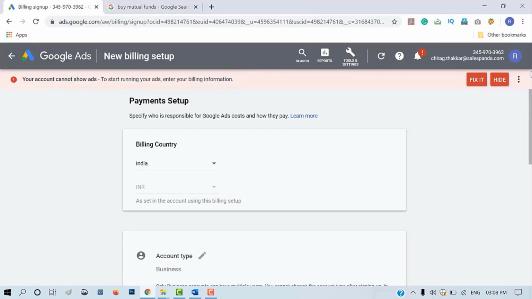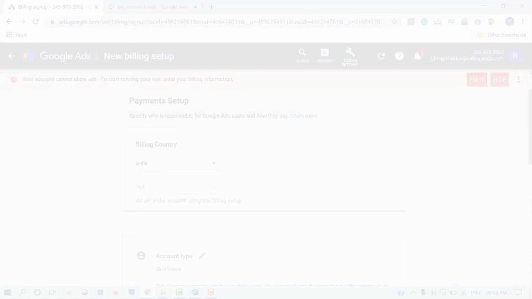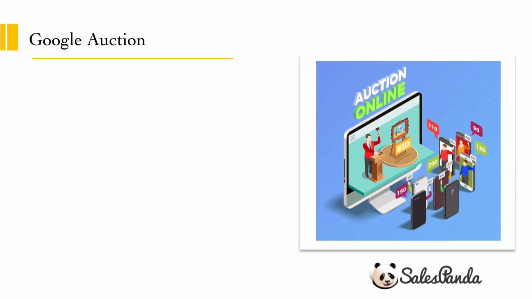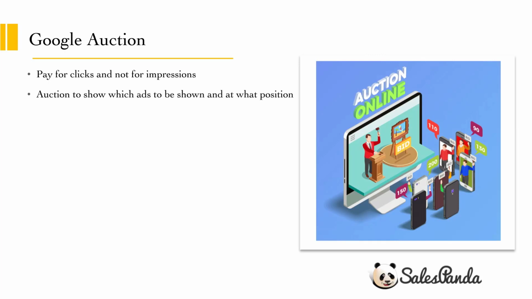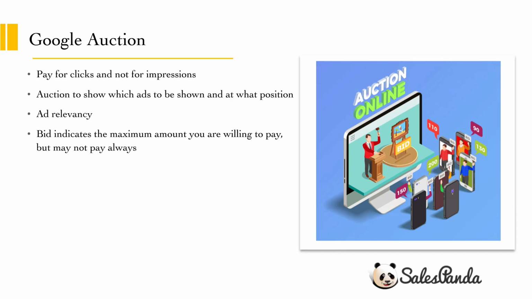Now, let us understand how Google conducts the auction to decide which ads to show and at what position. Google Ads platform focuses on ad relevancy, that is, when a user searches for anything, Google wants to send them the most relevant ads or information the users are searching for to help them. When you bid, you indicate the maximum amount you are willing to pay for the ad. However, you only pay slightly higher than the next best bid. Let's understand this with an example.